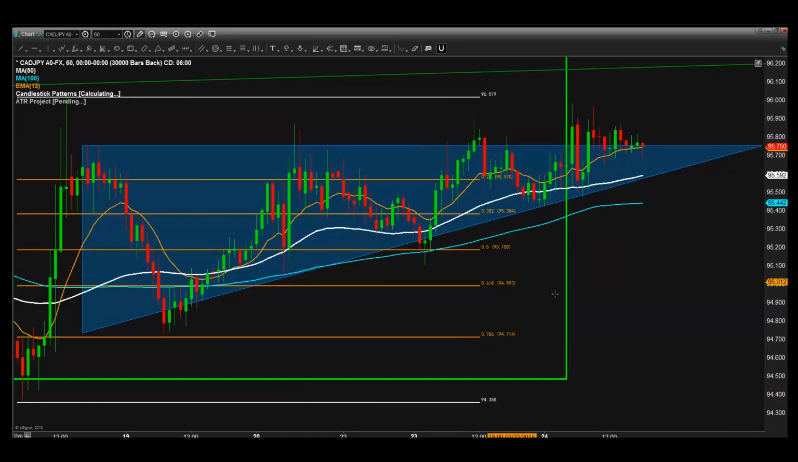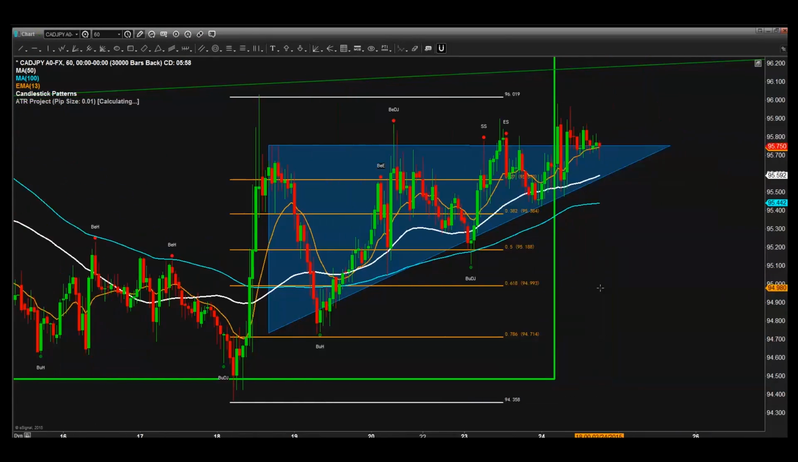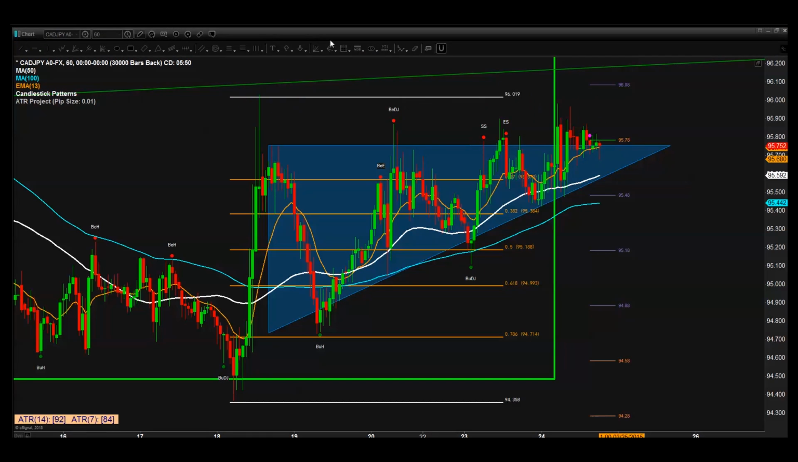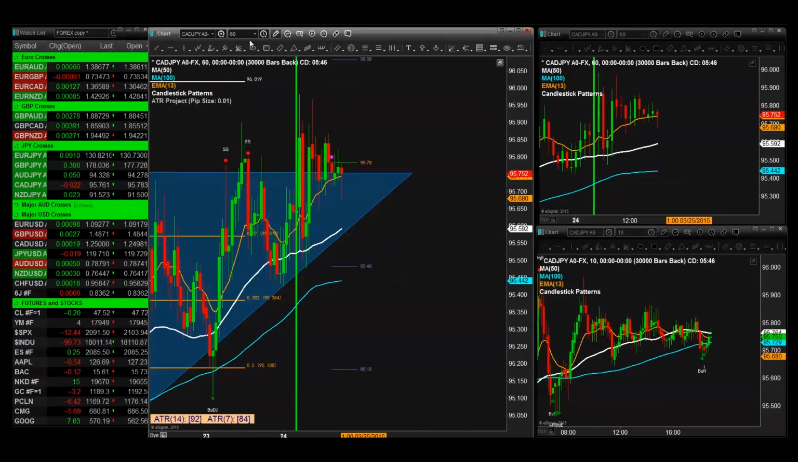CAD yen, nothing to do. Look at this ugly CAD yen. Forget about it. Stay away from the CAD yen, guys. Look at a lot of distribution. I mean, unless you want to be shorting for 10, 20 pips, but look, it's not worth it. Stay away from the CAD yen for now till we get a better direction.